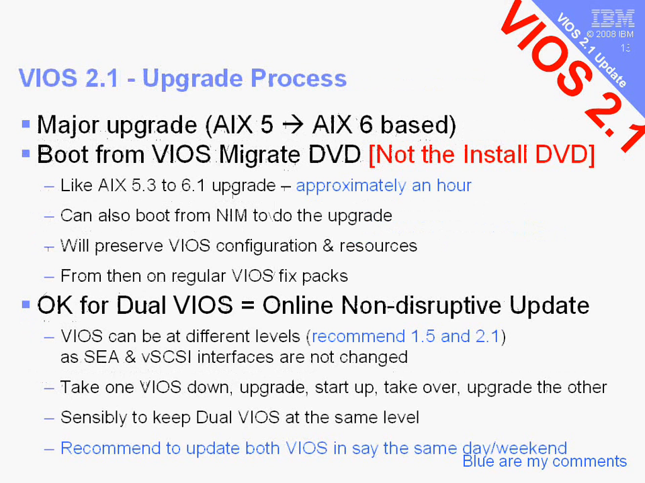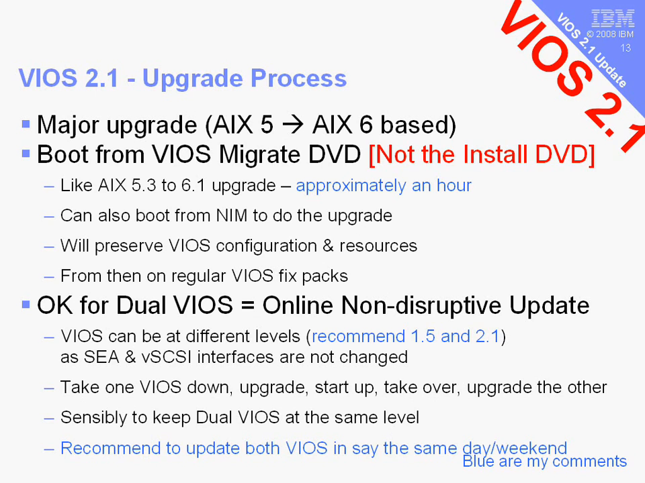Now, the upgrade process to get to VIOS Server 2.1 is more complicated than previous updates. That's because we're changing from it being AIX 5 based to AIX 6 based. So to take that update, you need to use the migration DVD. So there's a big warning there that it's not the regular install DVD. You need the migration DVD, and that is downloadable from the IBM website where you get regular updates.